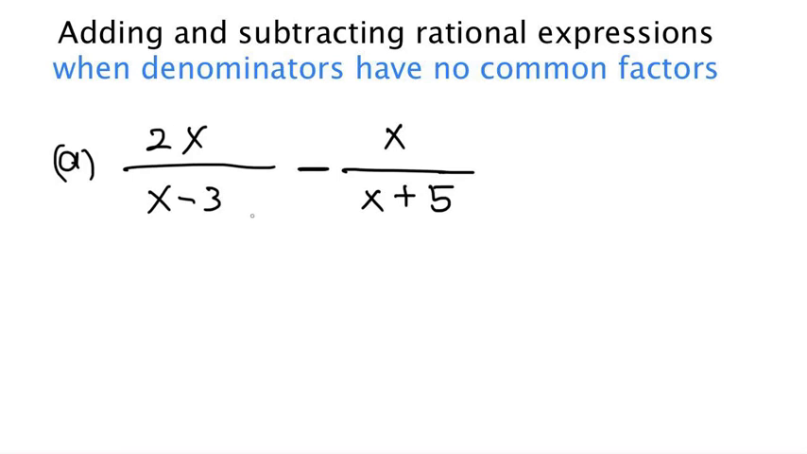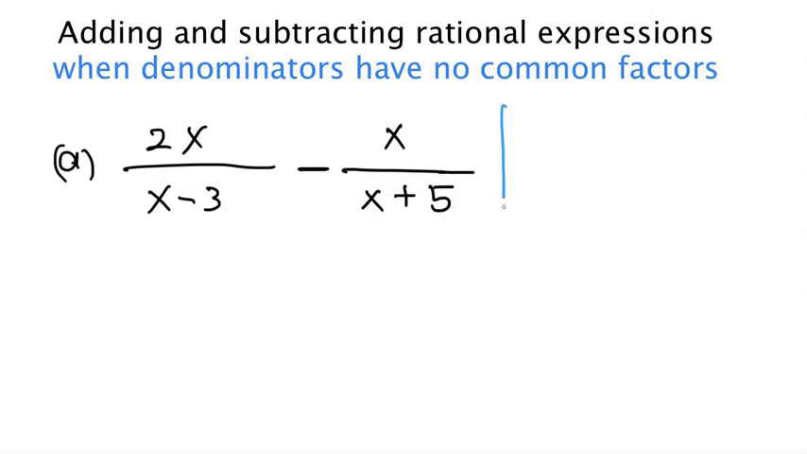We are trying to subtract rational expressions. Notice the denominators are different. Here we have x minus 3 and here we have x plus 5. They are different. If the denominators are different, we need to find a common denominator and convert the given rational expressions into the ones with the common denominator.